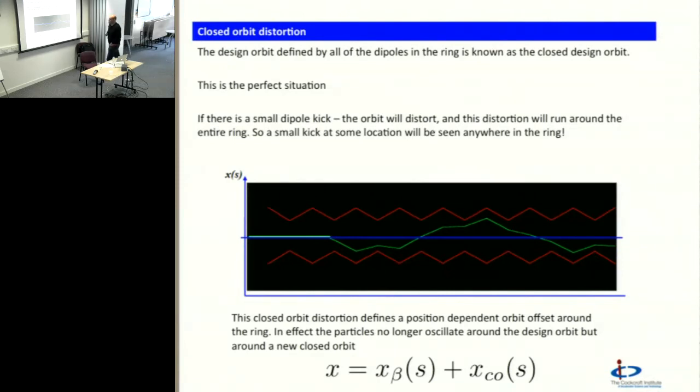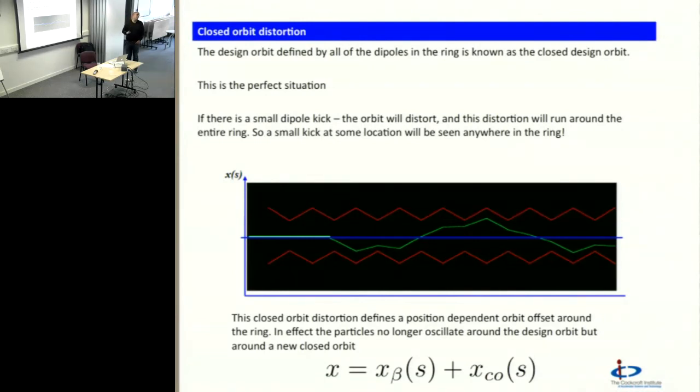So here's an example. Here we have some beamline. Red denotes the betatron envelope, the maximum value of the transverse betatron oscillations. Here, blue is our ideal design orbit. And then here we have some green, which is real. At this point here, there's a stray dipole field. It kicks the beam, and this then starts to oscillate up and down around the ideal design orbit. This is called closed orbit distortion, COD.